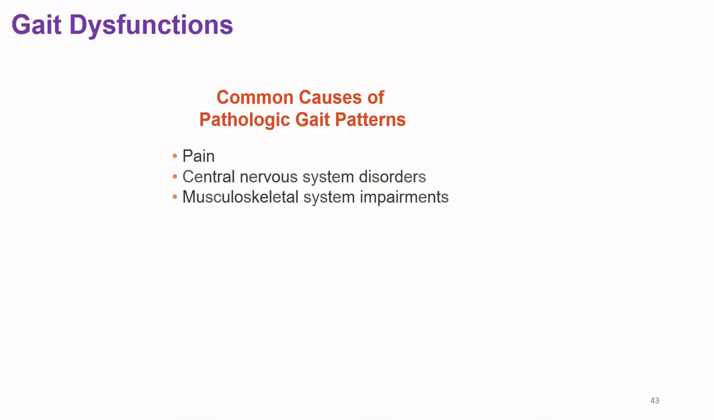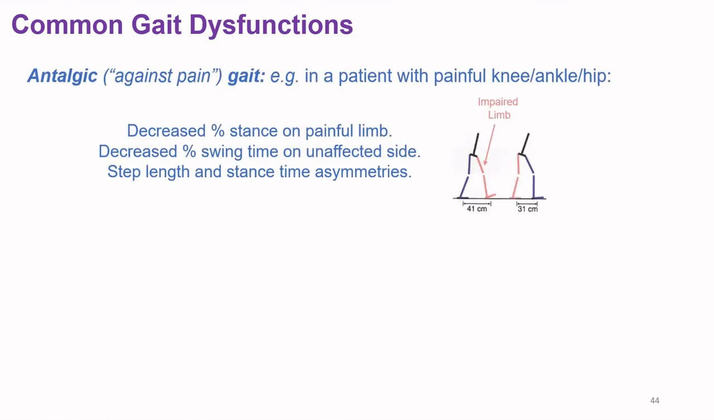In the final part of today's class, let's look at gait dysfunctions. Common causes of pathologic gait include pain, central nervous system disorders, and musculoskeletal system disorders. The first common gait dysfunction we're going to look at is antalgic, or against pain, gait. This might be seen in patients with a painful knee, ankle, or hip.